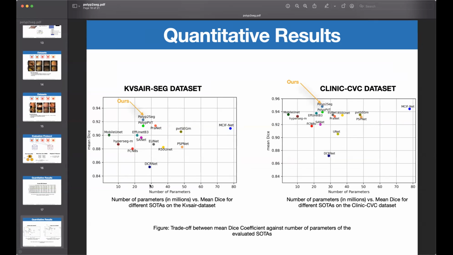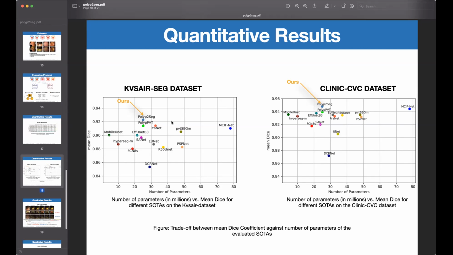So what about the number of parameters and the dice score? In these plots, what you see here on the x-axis is the number of millions of parameters. And here on the y-axis, you see the mean dice score for the two data sets that we are showing now. Again, in the paper, you will see more results. And what we see here is that our model has on average almost half the amount of parameters compared to other approaches, and we are able here to outperform the other approaches in terms of the mean dice score.